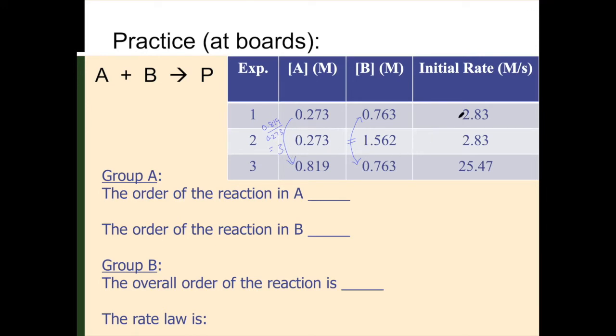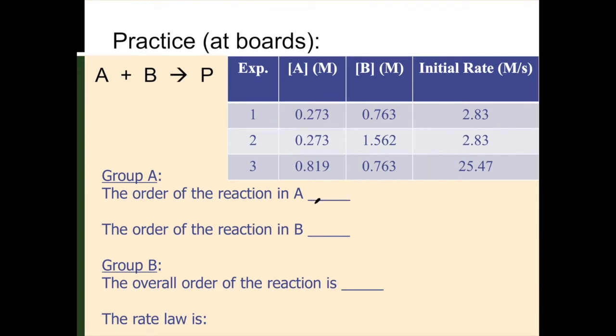And so now we see what happens to the rate. Well, again, we can just figure out the factor by which it changed if I just compare the two. So we'll divide the bigger one by the smaller one again. So 25.47 divided by 2.83, and you get 9. Okay, well, again, what exponent would I put on this multiplier of 3 to get this multiplier of 9? Well, 3 squared equals 9. So it must be second order in A.